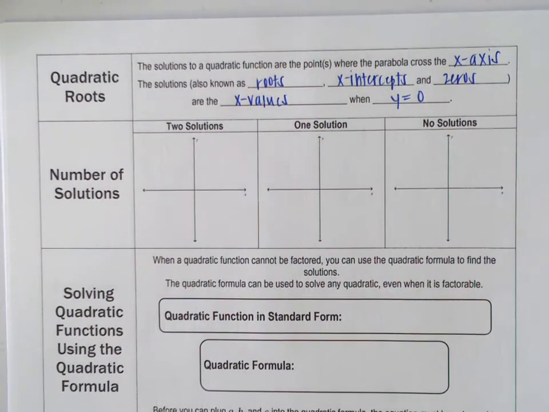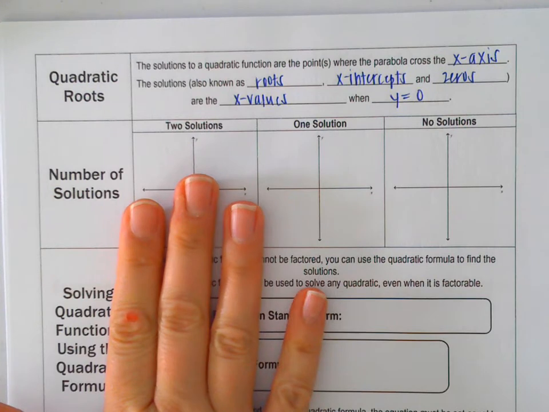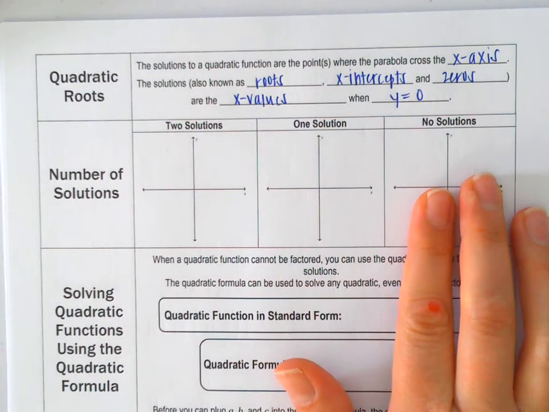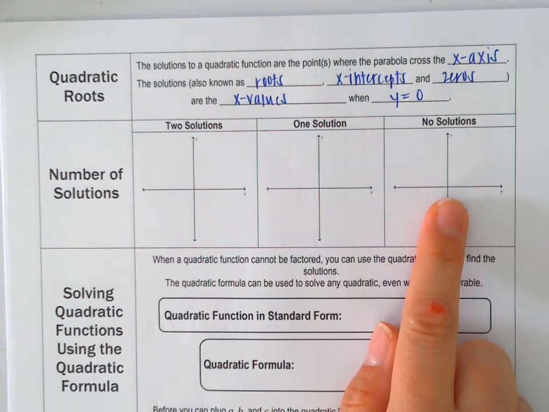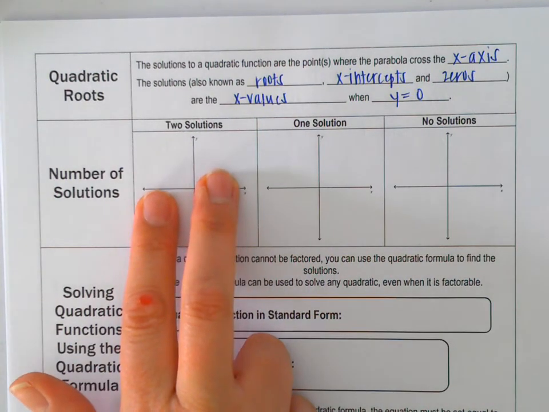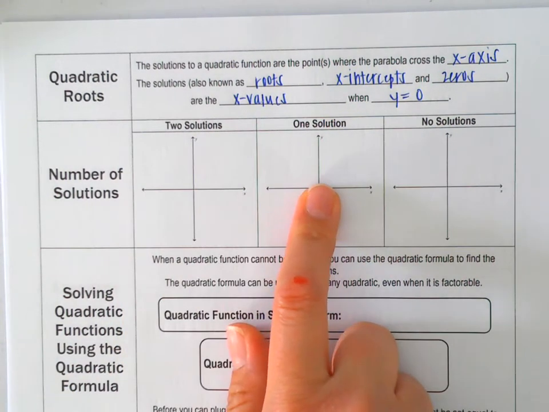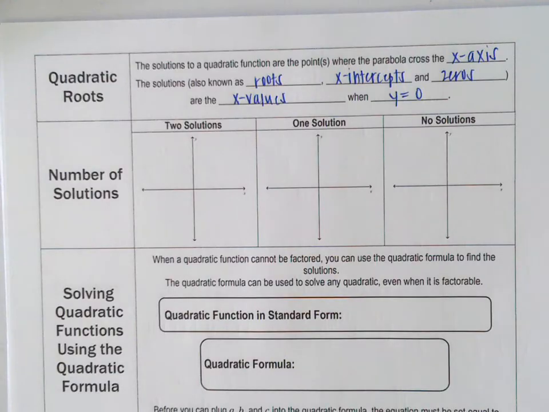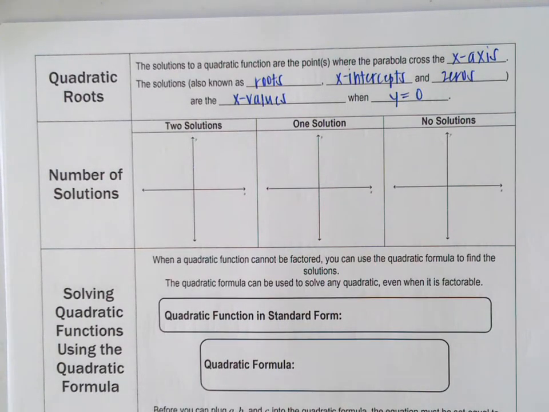Okay, so we've talked a little bit about this, but we haven't seen it on a graph. So there are different types of solutions. You can have two solutions, one solution, or no solutions. You've seen it where there's no solutions. We talked about that in the last video with square roots. Most of the time you've seen it with two solutions. I don't know if we've talked about one solution yet, but we're going to talk about that today.